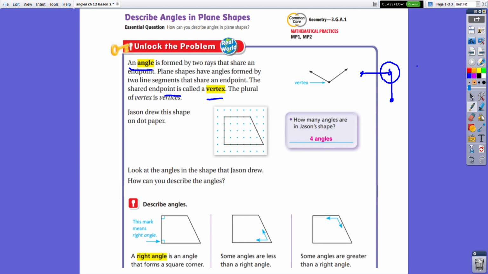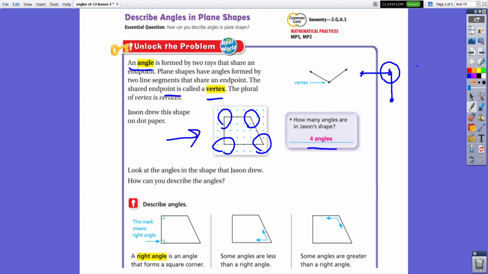Look at this shape. Jason drew this shape on dot paper. How many angles are in Jason's shape? How many? So we will go over this shape and we will see how many line segments are there and where are the connecting areas. So this is the first angle, second, third, and fourth. So we have four angles. Okay? So do you understand what angle means? The connecting area between two line segments.